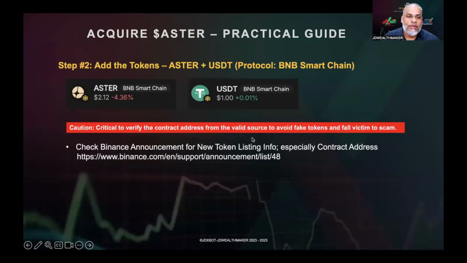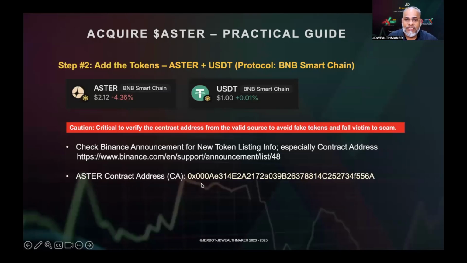Okay, so here you can see, check the Binance announcement for a new token listing. Now this is for Binance. If it's Coinbase, you go and check from Coinbase. Okay, make sure the contract address is correct. All right, and the other thing is that for this ASTER, we already got the contract address. You can also verify it on CoinMarketCap.